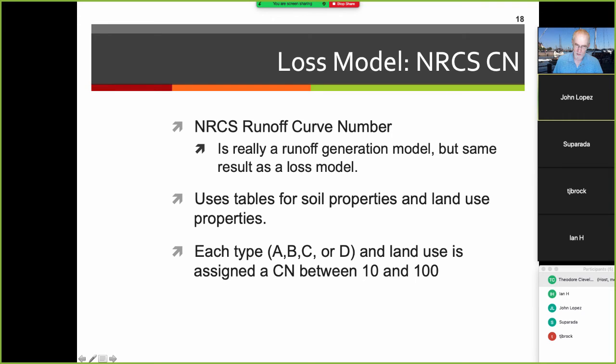And so the curve numbers are tabulated for various soil properties and land use properties. There's 4 different types of hydrologic soil conditions, A, B, C, or D. And so that was based on the Jackson 6, which was the original band. And ultimately, they went down to Jackson 5, and it was ABC, which is easy as 1, 2, 3. And land use is assigned a curve number between 10 and 100.